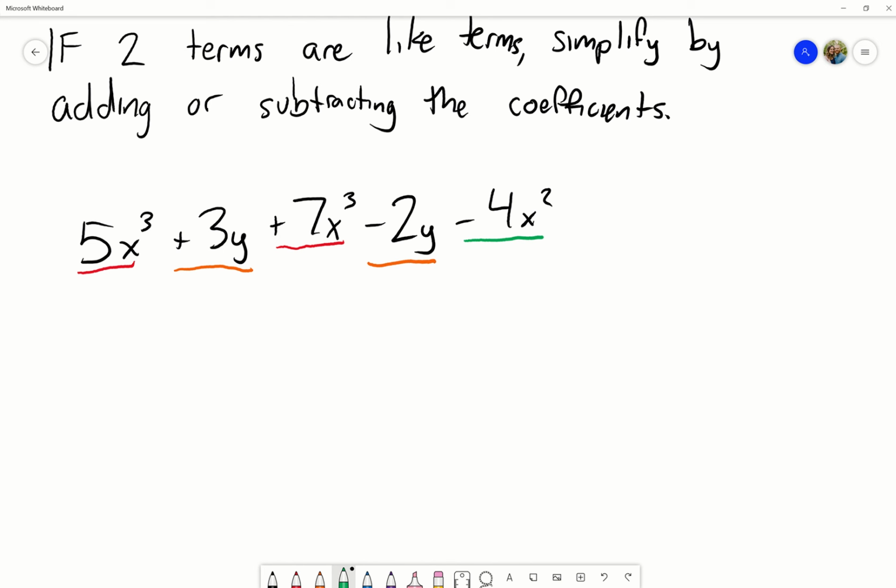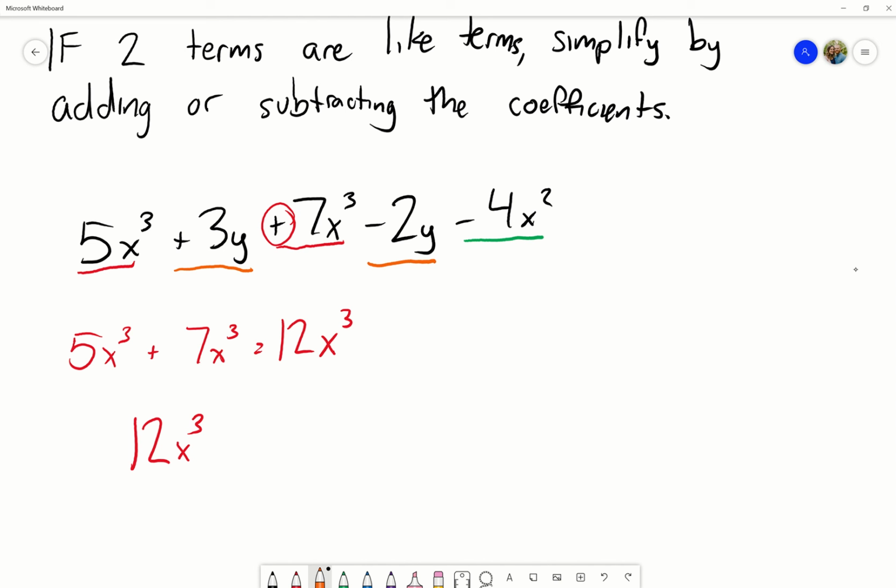The way I know how to combine them is I look at the operation before the second number. Okay, so if I'm looking at my x cubes here, I have a 5x cubed and a 7x cubed. And the operation before my second number here is addition. So I'm going to add them up. And 5 plus 7 is 12. And I leave my x cubed. So that's one thing I know. Now I know this. My new equation will have a 12x cubed in it.